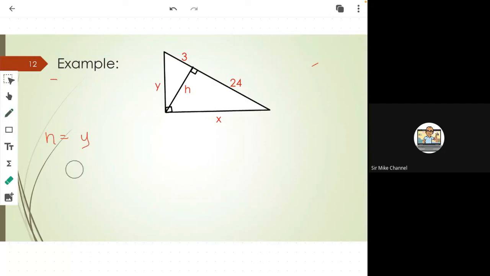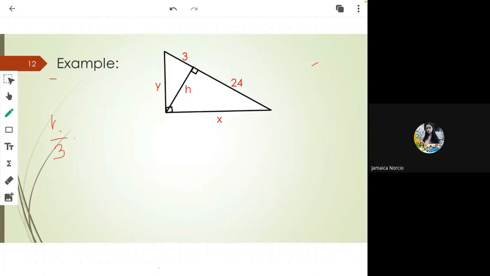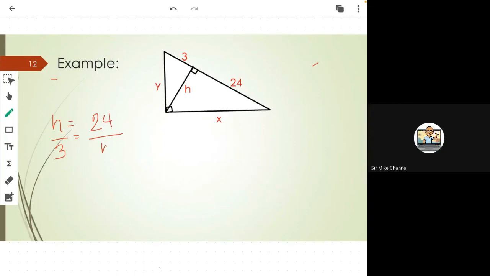So, your next one is the altitude. What is the formula of the altitude? H over 3 po, sir. Then H over 24. H over 3, then 24 over H. Okay. Then 24 times 3 equals 72. Then the answer is 6 square root of 2.